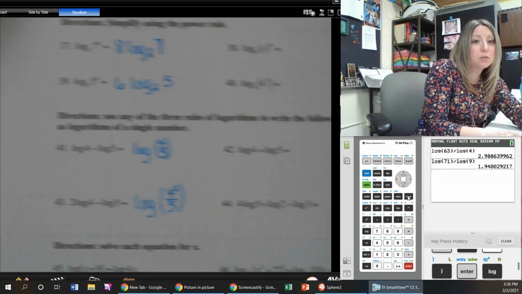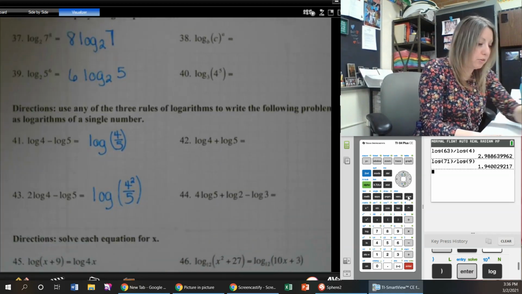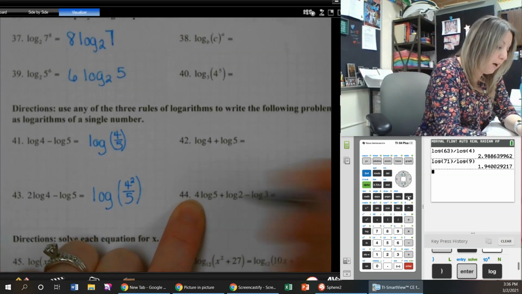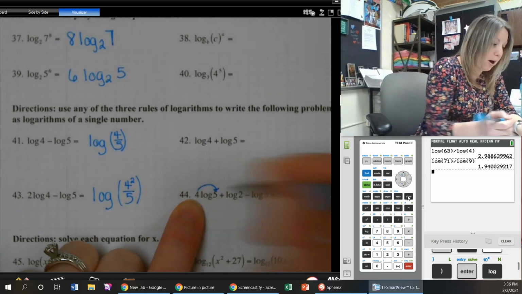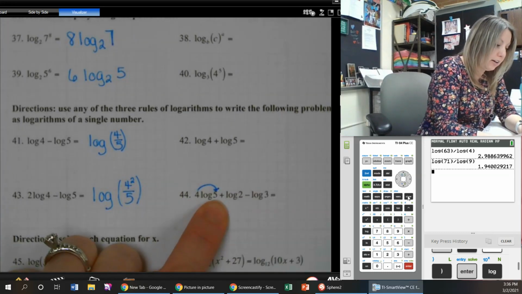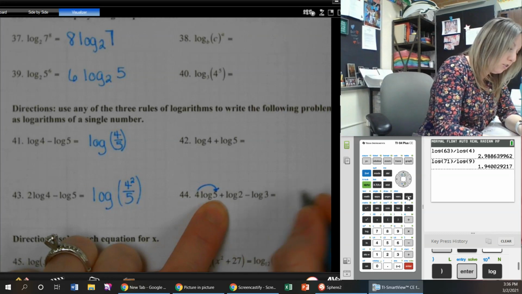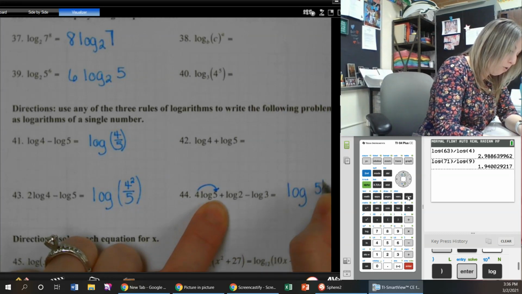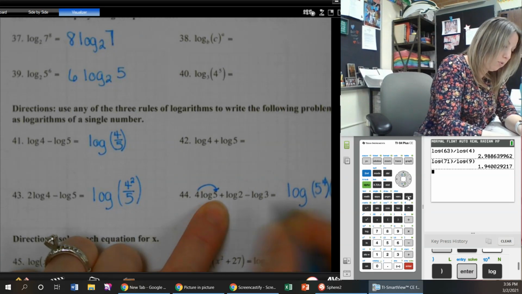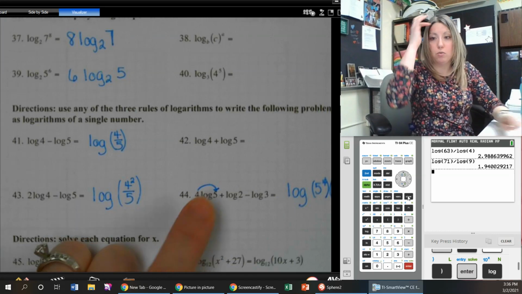If you have multiples, you take care of all the multiples. So the log of 5 is being raised to the fourth power. So I'll put that here. Then I'm adding here and subtracting here. So one log base gets written. It's 5 to the fourth power times 2 over 3 because we've got that subtraction going on with those.